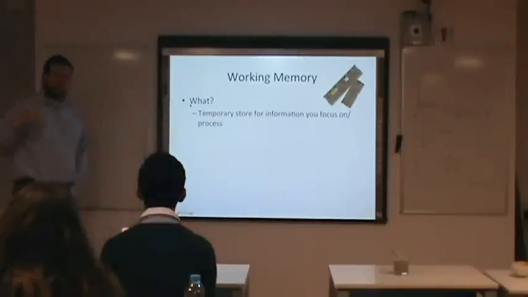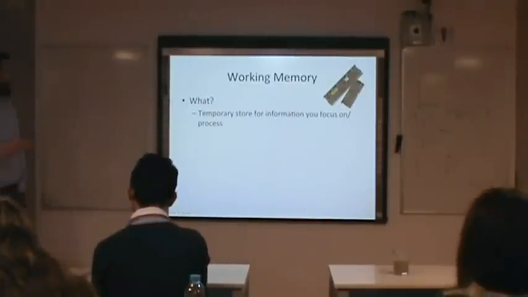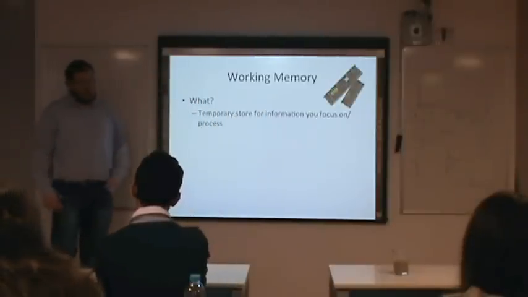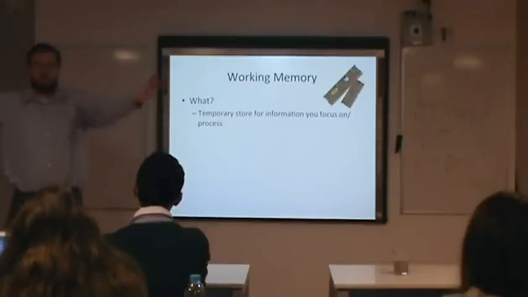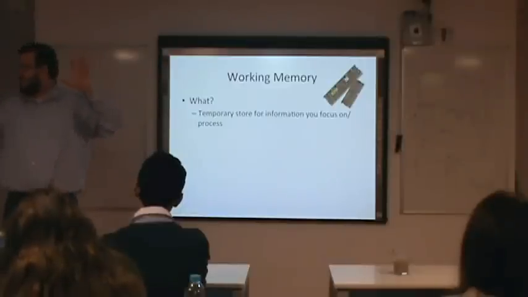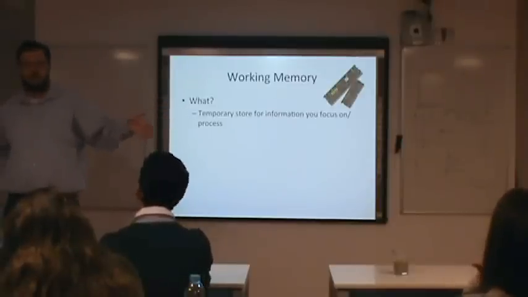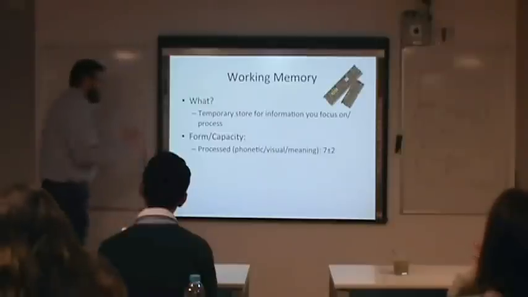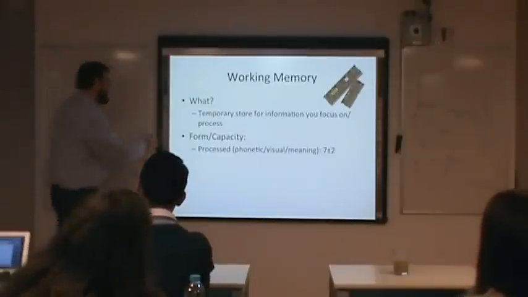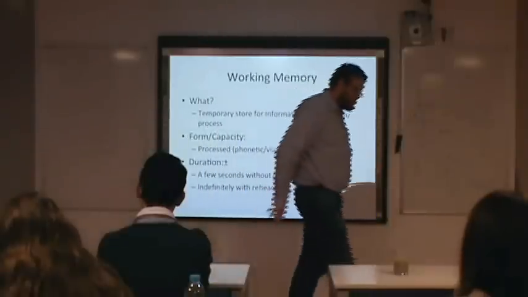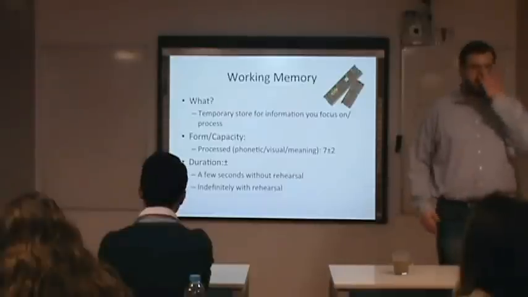So working memory is a temporary store for information that you focus on or process. Unlike sensory memory, which is taking in basically everything in the environment, everything that you can see, hear, taste, smell, very briefly, in working memory you've only got 7 plus or minus 2 things. So the capacity is much smaller than sensory memory. It lasts longer. How can you make working memory last more than a few seconds?